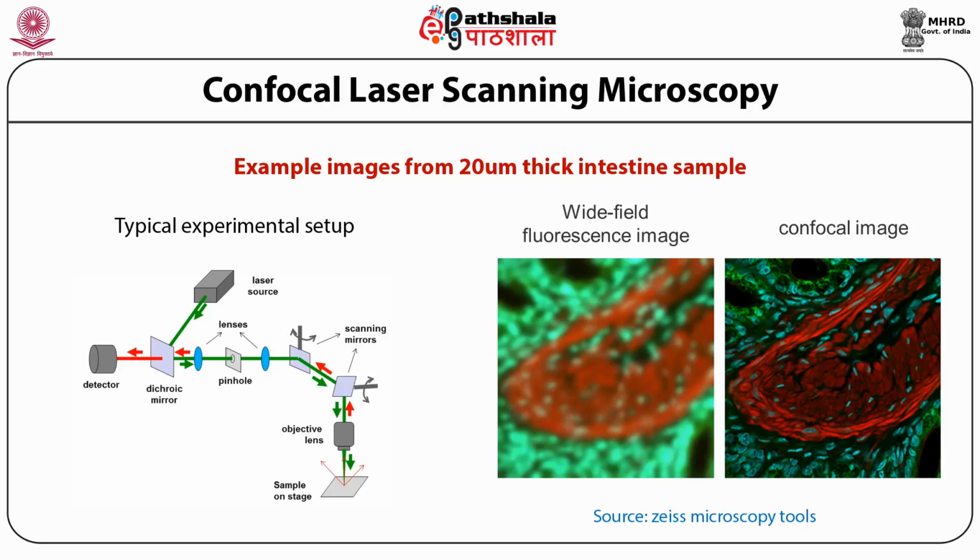And now by scanning this laser beam onto the sample and by moving the focal spot up and down within the sample, we collect light from different regions within the sample and then reconstruct the image of 3D volumes within the sample. As an example, images are shown here from a 20 micron thick intestine sample. In a general wide field fluorescence image, you hardly see any finer details. But if you use the confocal configuration, all those finer details are very clearly seen because you have achieved higher spatial resolution in the confocal configuration.